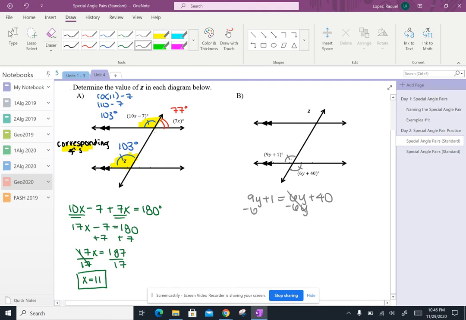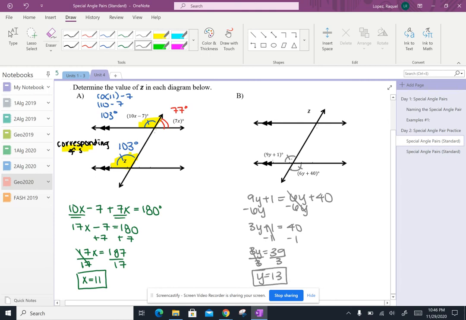I'm going to subtract 6y on both sides. So I get 3y plus 1 equals 40. Subtract 1 on both sides. And I get 3y equals 39. And the last step, we're going to divide by 3. So we get y equals 13.